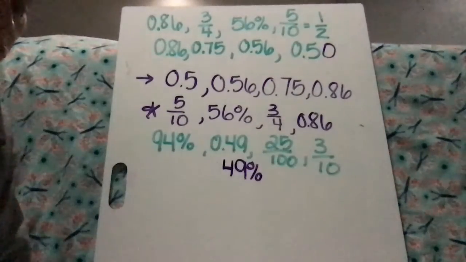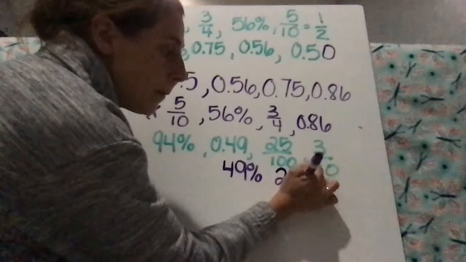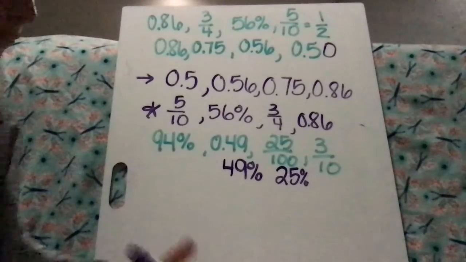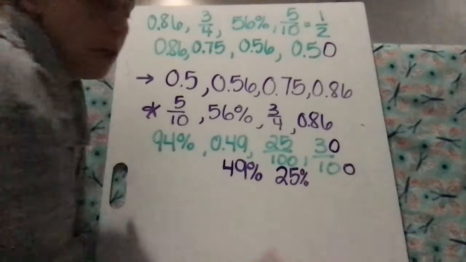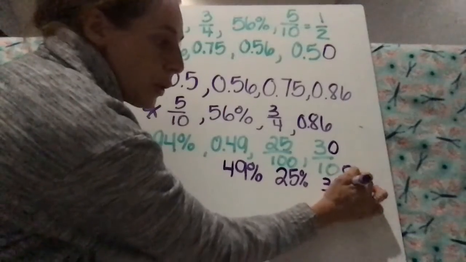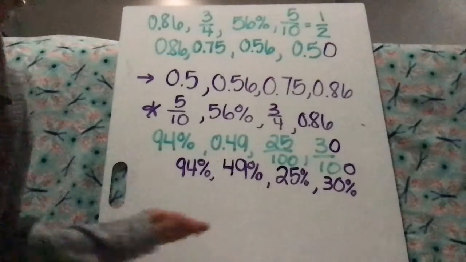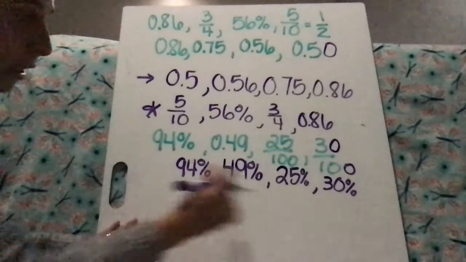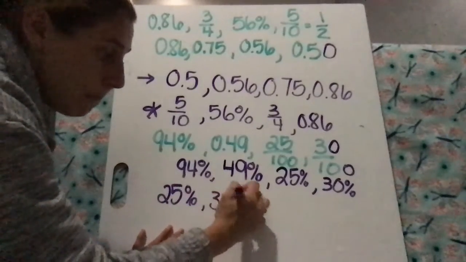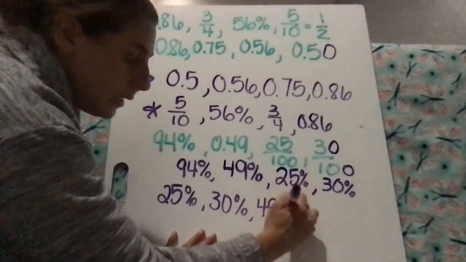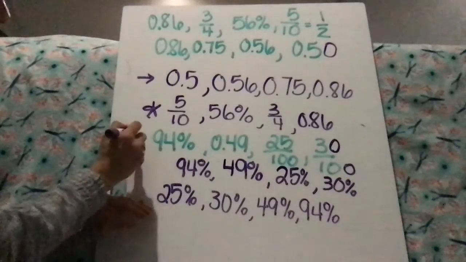If you take 25 over 100, we know that that would be 25%. And 3/10, some of us know automatically that it's going to be 30%. Some of us might need to add an extra 0 to say 30 over 100, which would equal 30%. And we have our 94%. And now we're ready to take them and put them in order from least to greatest. We're going to start with 25%, then 30%, 49%, and 94%.